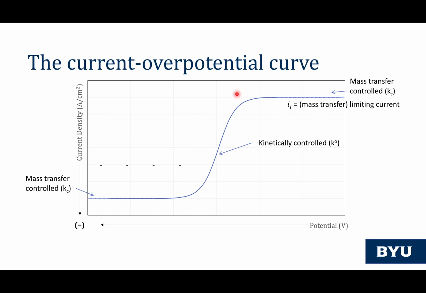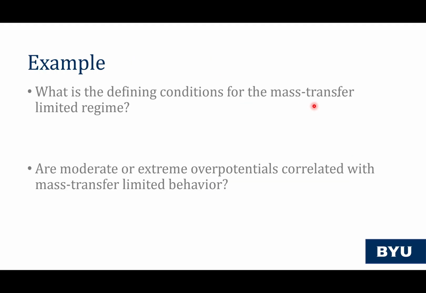So if we look at, again, here's kinetic controlled. In this case, the concentration at the surface of the electrode is not zero. But once it reaches zero, then we become limited by mass transfer. How could we increase rates? Well, we could increase the limiting current here by stirring, by flowing our solution, things like that.